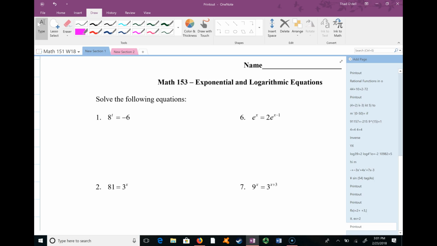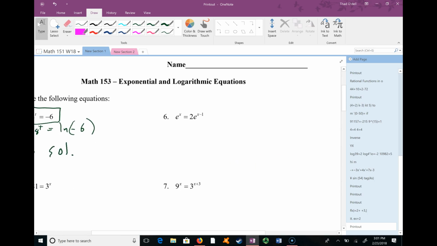So if I take the natural log of both sides here, I get natural log of 8^t is equal to natural log of -6, and hopefully right away you see a problem because we can't take the natural log of a negative number. So let's go back and look at this. If you think about it for half a second, how do you raise 8 to a power and get a negative number? Impossible. So this has no solution, which of course is possible. You can always have no solution.